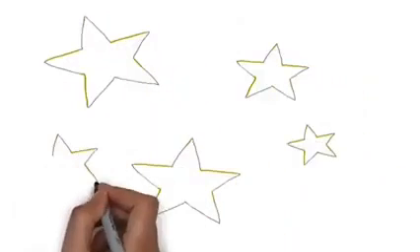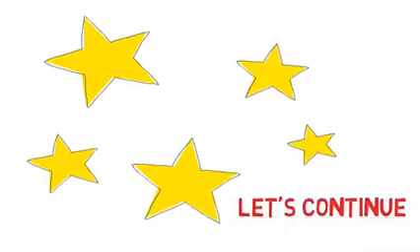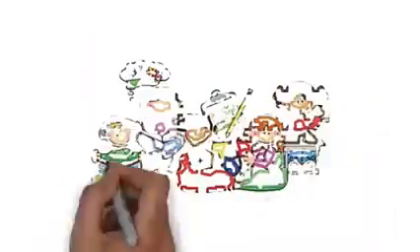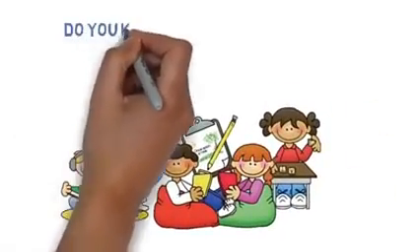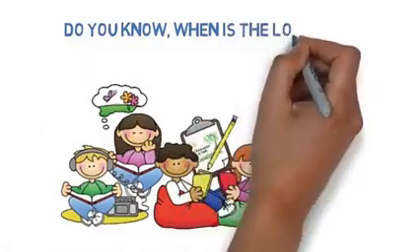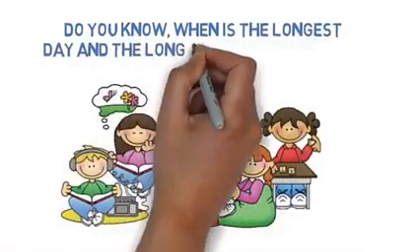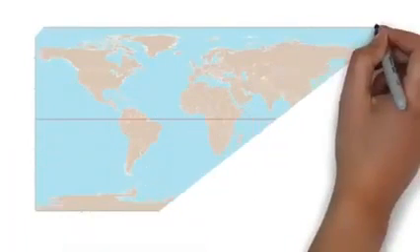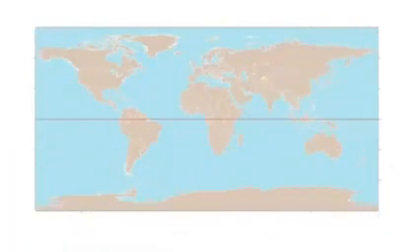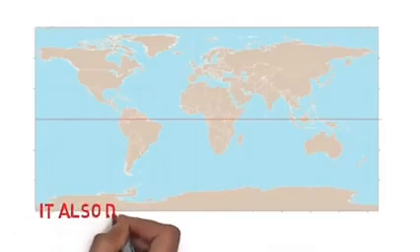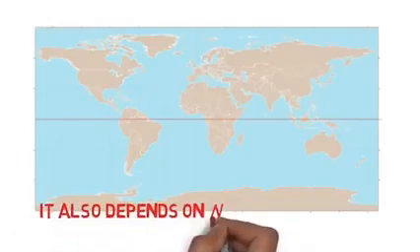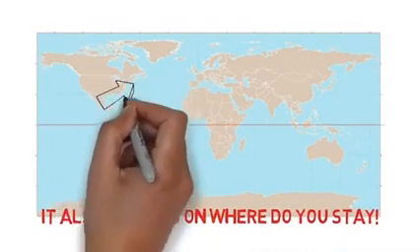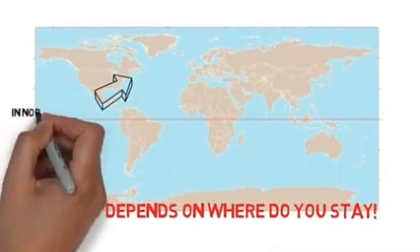Kids, by now we know that the seasons keep changing on earth. So that means duration of day and night also keeps changing. So do you know when is the longest day and longest night observed on earth? Let's find out. But before that, you must know that these dates are different for both the hemispheres. Same date is not observed for both northern and southern hemispheres. They have different dates.